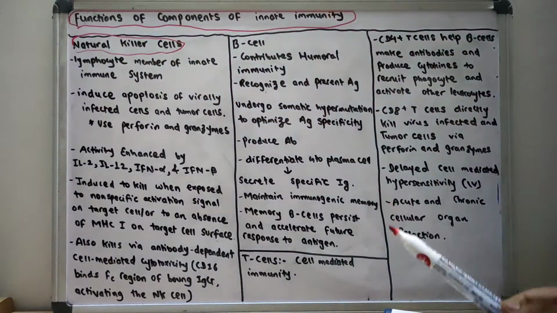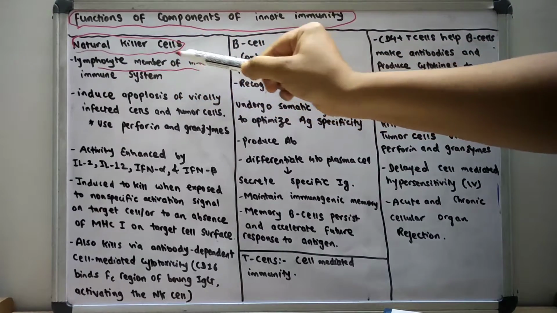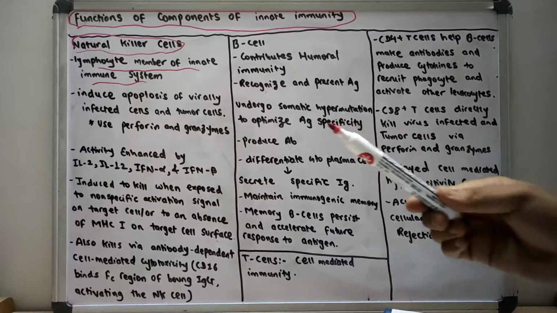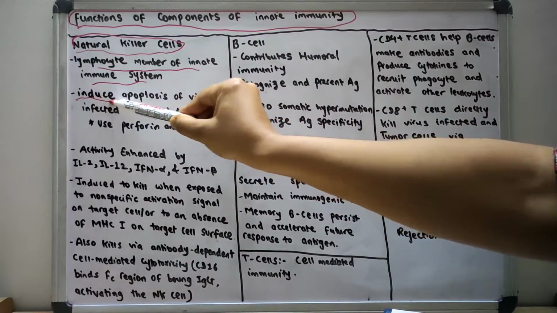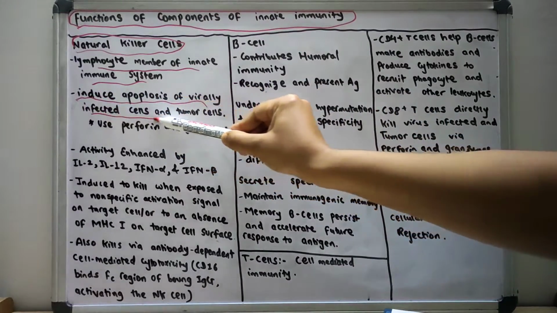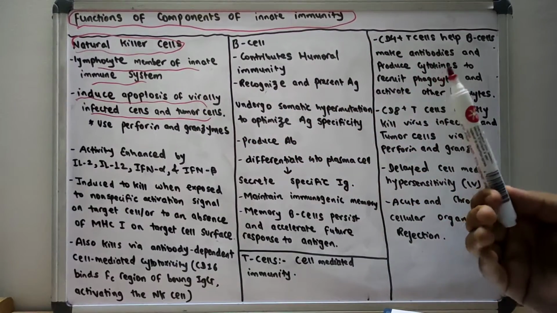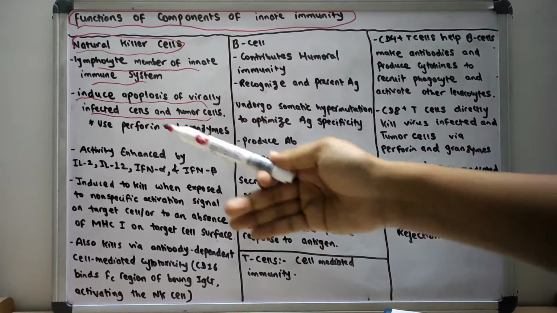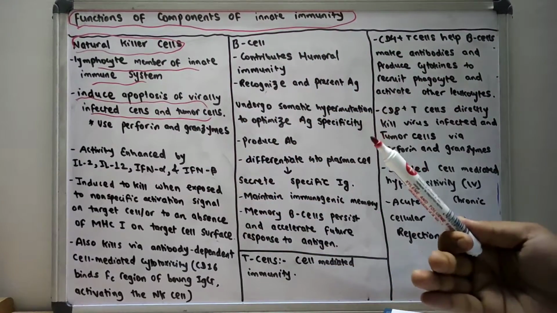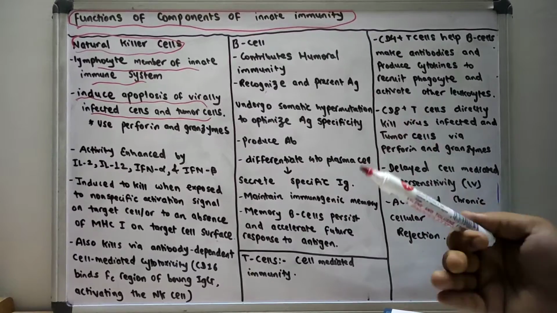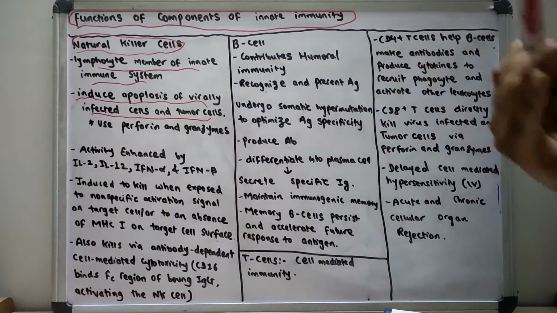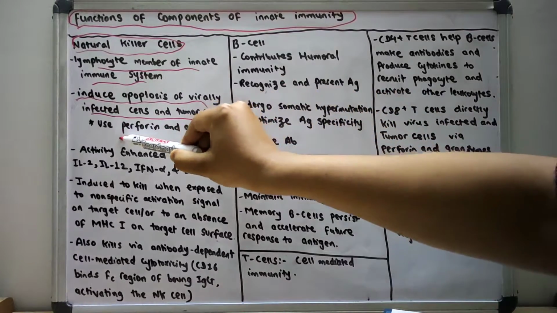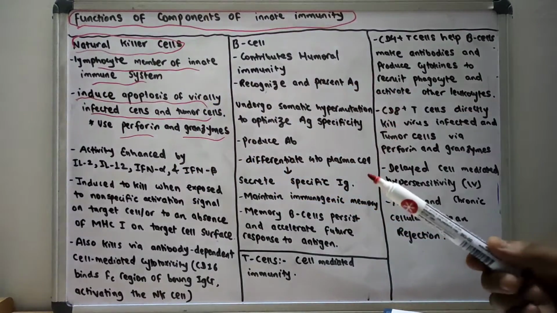the natural killer cell is a lymphocyte member of the innate immune system. The main function of the natural killer cell is that it induces apoptosis of virally infected cells and tumor cells. If there were no natural killer cells, there would be excessive proliferation of the virus infected cells as well as the tumor cells. So it will eventually crumble our system if there were no natural killer cell. It induces apoptosis by using perforin and granzymes.